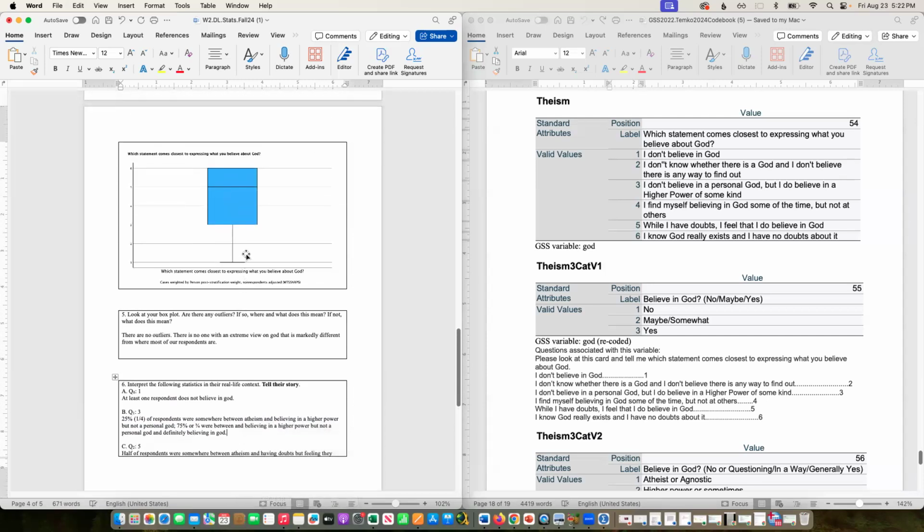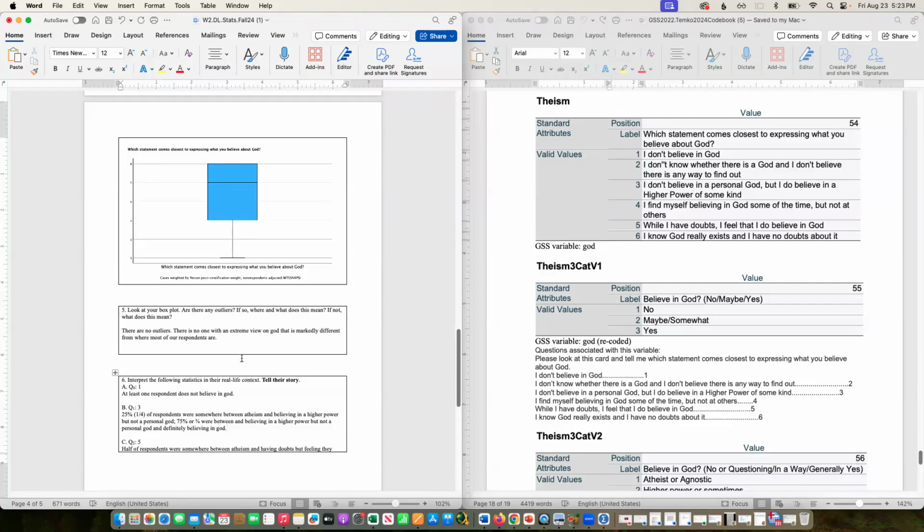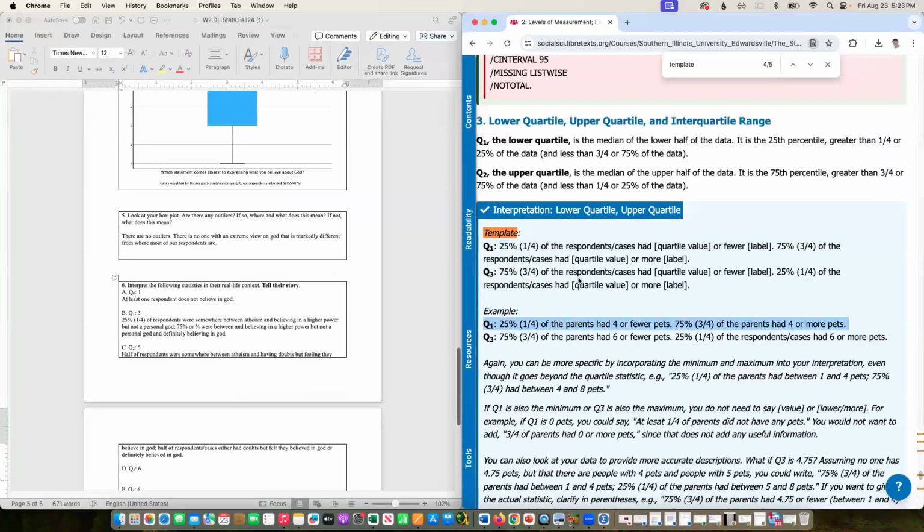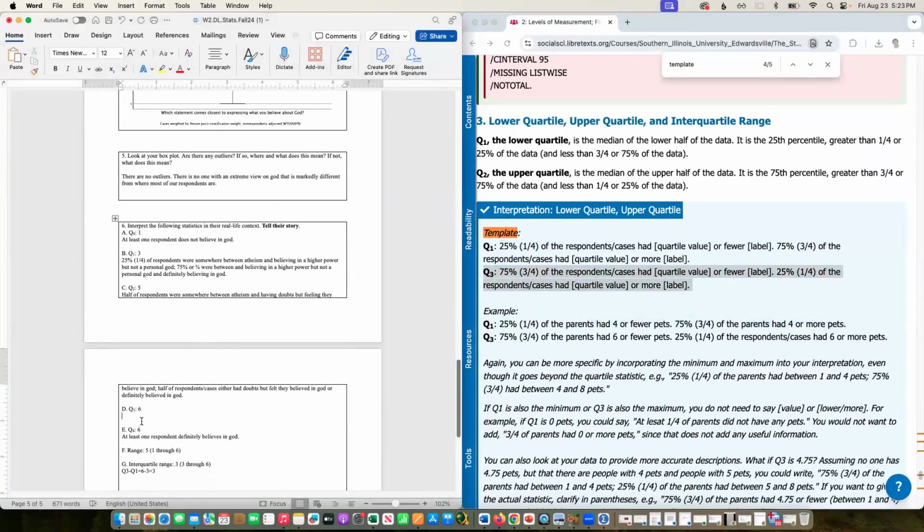Okay, so if we look at this, right, so far we've looked at our median, the minimum, the maximum, now we're looking at this. So we're saying that a quarter of folks were here, right, between 1 and 3, and 3/4 of folks were between 3 and 6. Okay, and then for Q3, it's kind of the opposite. So, right, this is bigger than 3/4 of the data, right? So 75% or 3/4 of respondents were at 6 or fewer, and then 25%, 1/4 of respondents were at 6 or higher.